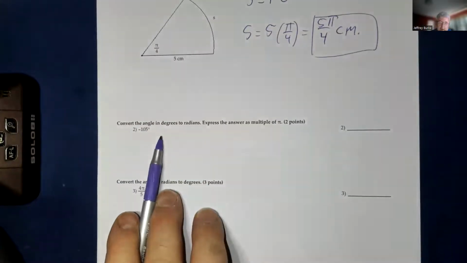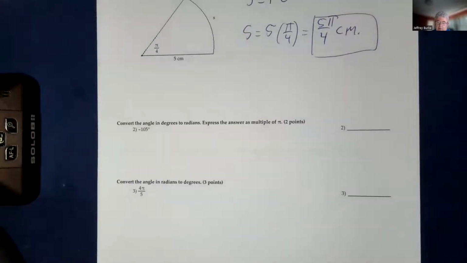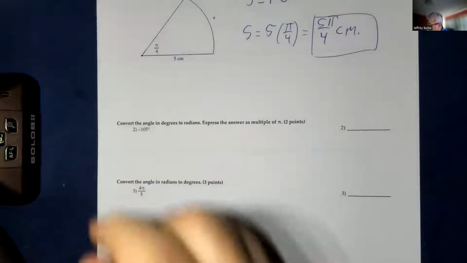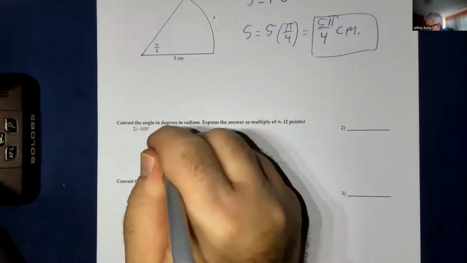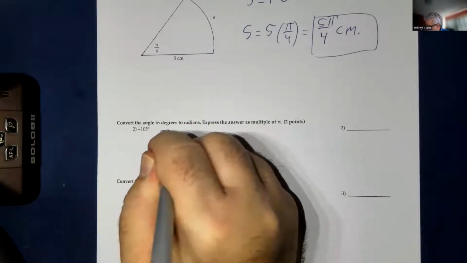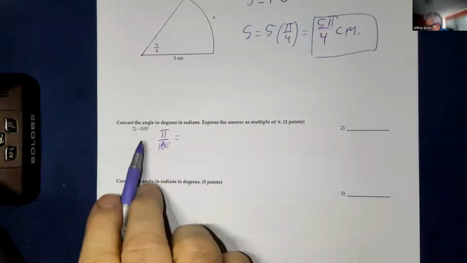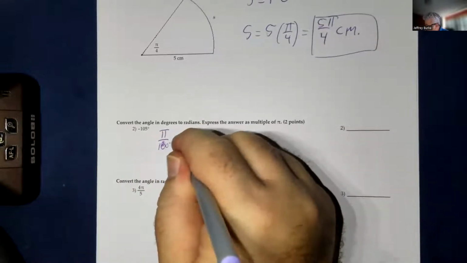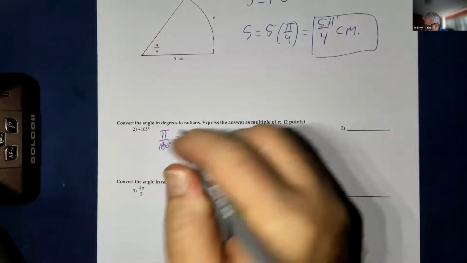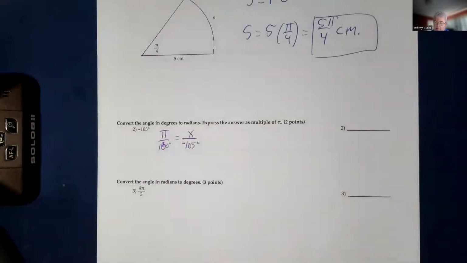Number 2, convert the angle in degrees to radians. As we've looked at before, we want to use the ratio of pi radians equals 180 degrees. And since this angle is in degrees, I'm going to put negative 105 here, and then calculate for x, which will determine the number of radians. It's going to be in 105 degrees.